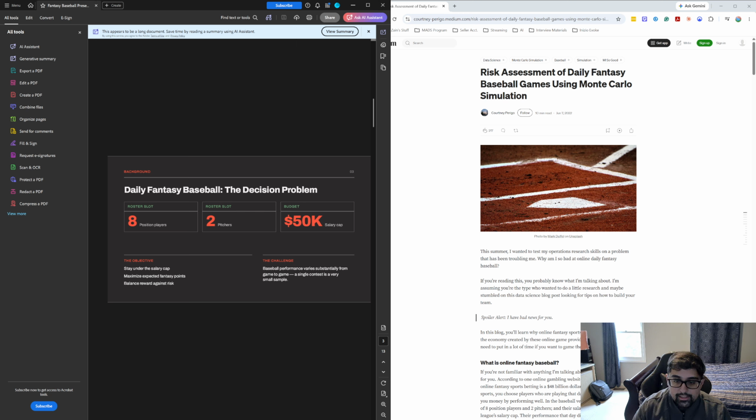But the challenge, like I discussed before, comes from that baseball performance varies substantially from game to game, so a single contest is a very small sample. And that's kind of what makes baseball such an interesting case for the Monte Carlo simulation, because one outcome doesn't really give great insight into how a player is going to perform the next game.